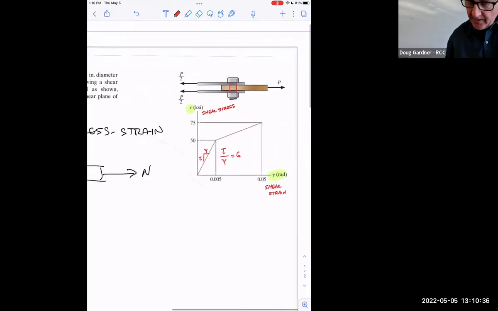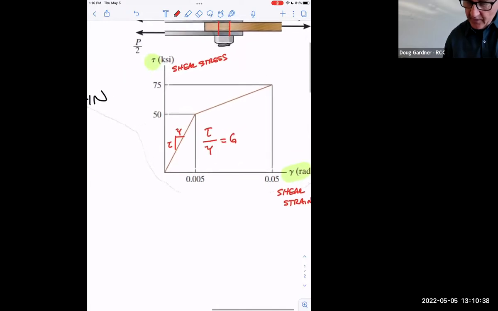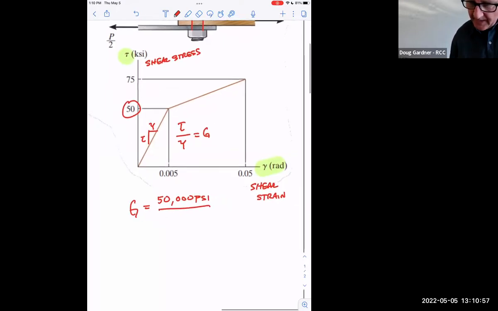Notice, and I'll just do this now since of what I showed you just a second ago, they kind of gave us a reading for it. In other words, in our problem here, if G is tau, which is 50, and notice it's KSI, so I'm actually going to write PSI because I always get bothered by that. So it's 50,000 PSI divided by gamma. Notice that's 0.005.